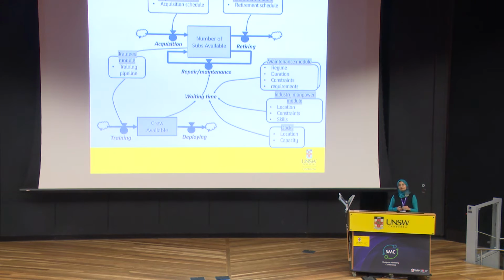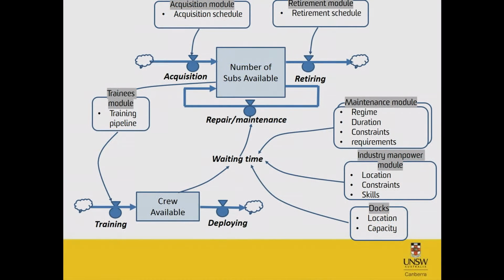This is a high-level view of the model. If you look at the model and you're familiar with stocks and flows representation, you find at the center there is the total subs available. That's the stock that the capability users managers are interested in managing. And if you look at the submarines as a stock, it gives you a sense of where are the processes that you need to manage to be able to manage this stock of resource.